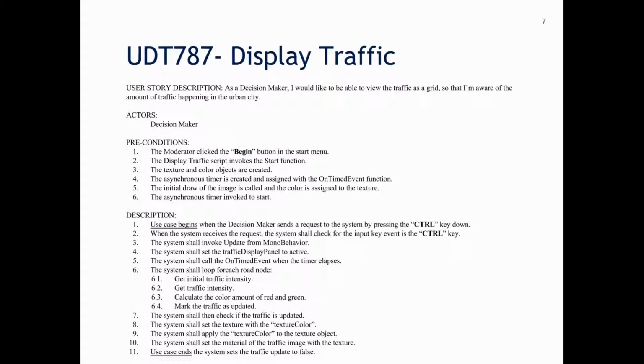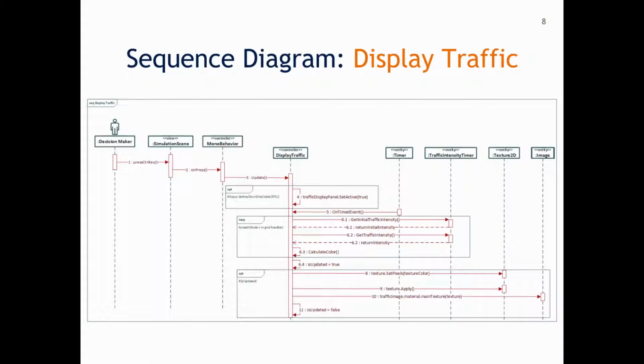The preconditions are: the moderator clicks the begin button in the start menu. The display traffic script invokes the start function. The texture and color objects are created. The asynchronous timer is created and assigned to the onTimed event function. The initial draw of the image is called, and the color is assigned to the texture. The asynchronous timer is invoked to start.